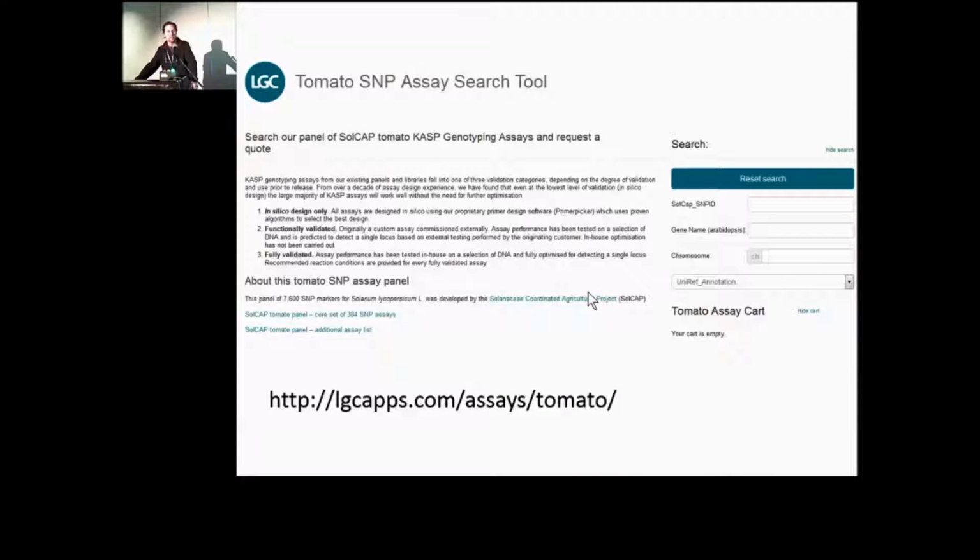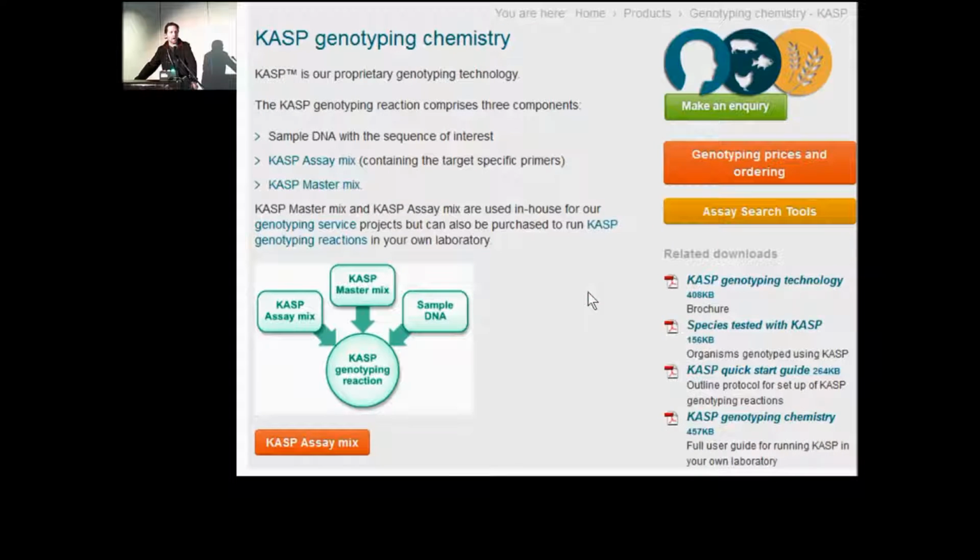And I'm just going to show you a little bit about the interface. I'm just using screenshots here, but there's a page that's specific for the tomato assays. If you know the SolCap SNP ID, you can type it in and add it to your cart, essentially. Okay. I think I'm going to just go through this really quickly.